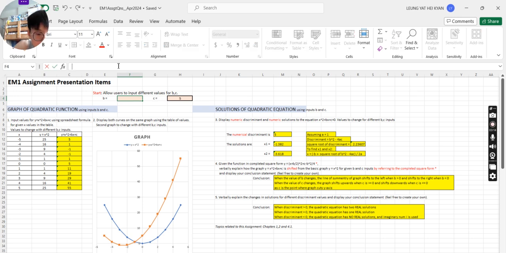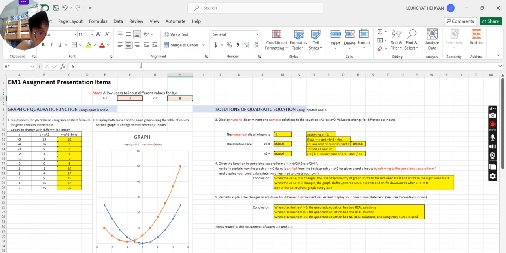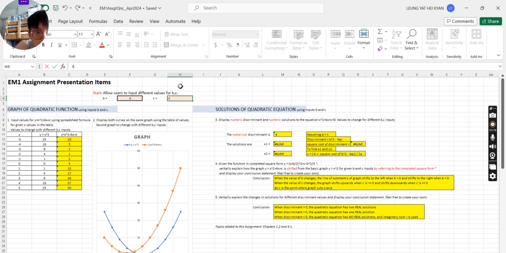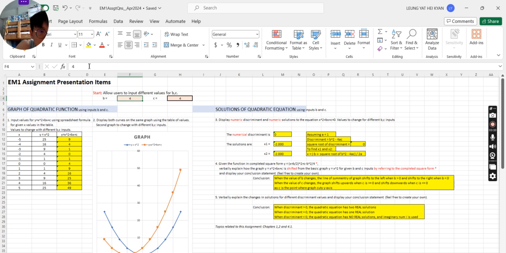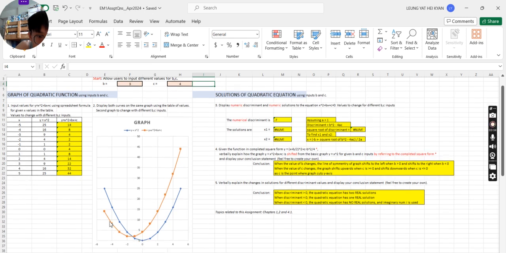However, if the discriminant is equal to 0, there should only be one real solution, as you can see here, as only one point cuts through the x-axis, and thus only one solution. However, when the discriminant is less than 0, there is no real solution, as no part of the curve or the graph will cut through the x-axis, and the imaginary number is used.